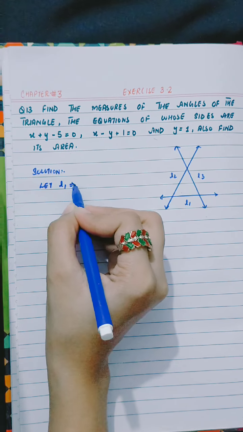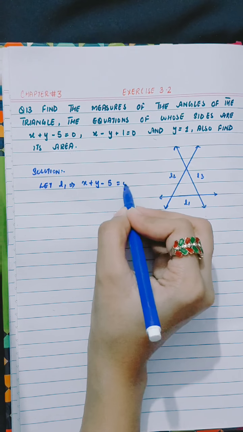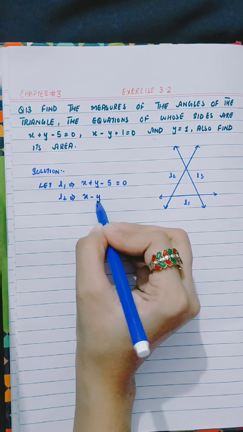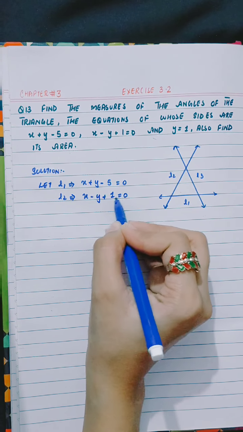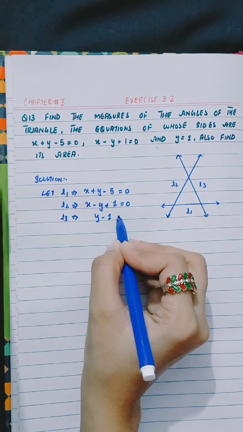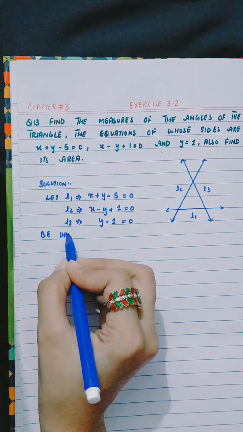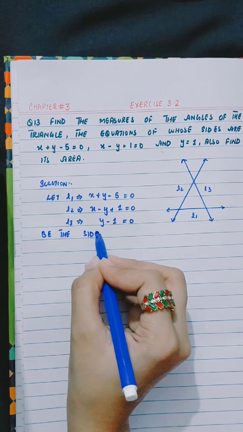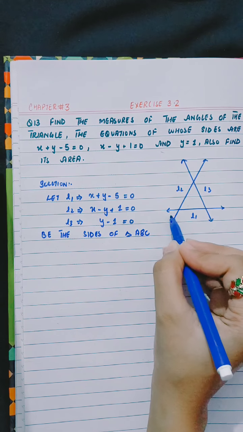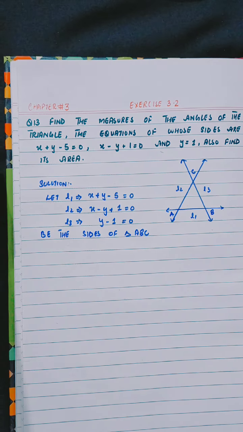Let L1: x plus y minus 5 equals to 0, L2: x minus y plus 1 equals to 0, L3: y minus 1 equals to 0 be the sides of triangle ABC. This is A, B and C.